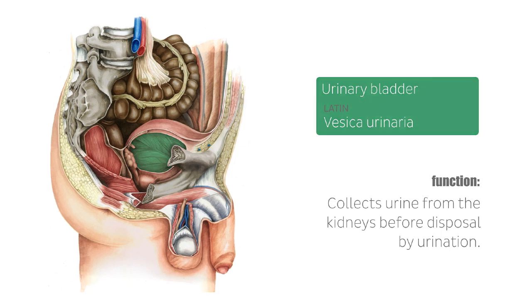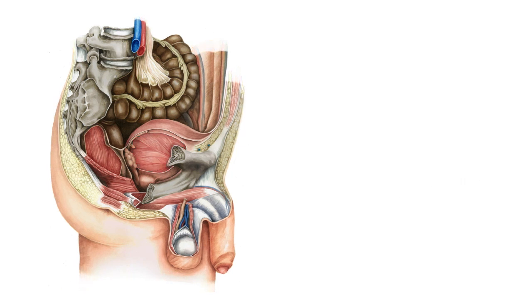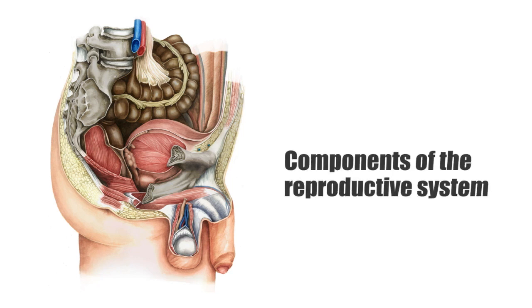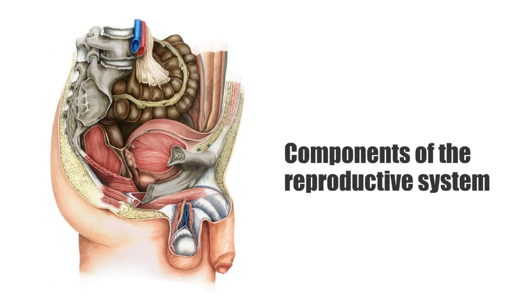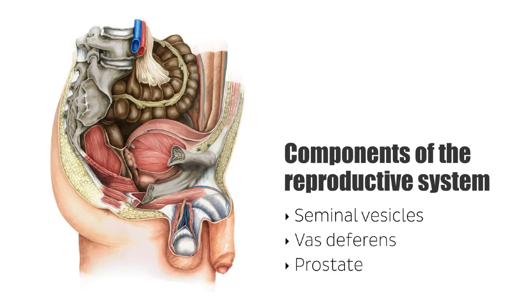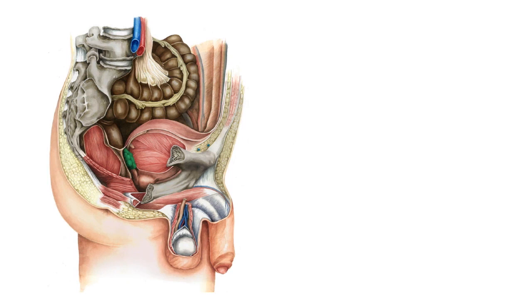We're now ready to move on to the next set of structures, the last set of structures that we're going to be covering in this tutorial. Now we're going to be dealing with components of the reproductive system. We're going to be talking about the seminal vesicles, the vas deferens, and the prostate. We're going to start off with the very first one on the list that you see highlighted.